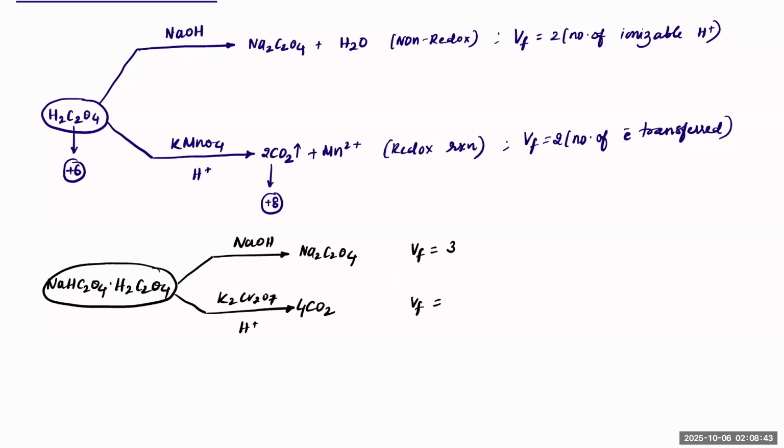And total how much is the charge? Because each carbon has plus 3 oxidation state, the total charge of carbon is plus 12 here. And here each carbon has plus 4, so it is plus 16. So how many electrons are transferred? 4. So this time the valency factor will be 4. When it is an acid-base reaction, it is 3. When it is a redox reaction, it is 4. Okay. I guess this part is clear, everybody.